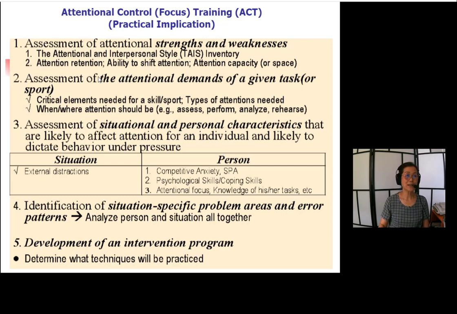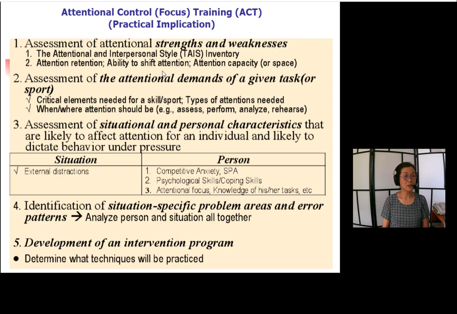So the first one is understanding the strengths and weaknesses of performers. Performers could be you as a leader, and it could be followers. You can use existing questionnaires, and you can observe yourself or your followers, whether they have attention retention problems, ability to shift attention, and how much information they can hold, all that. Where they have a strength, where performers have weakness. That's the first step.